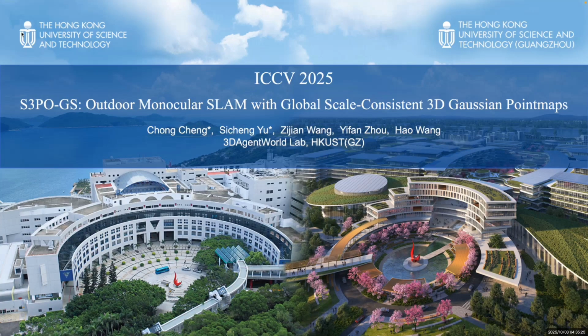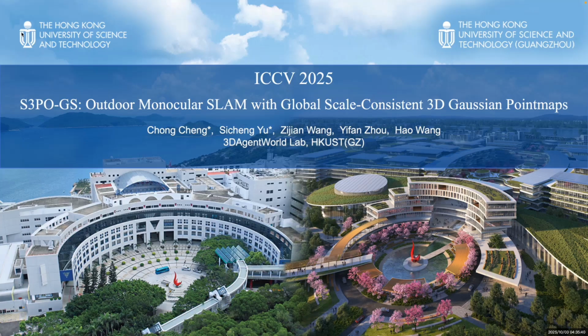Everyone. Today I will present our work called S3PO-GS, Outdoor Monocular SLAM with Global Scale Consistent 3D Gaussian Point Map. This work is from our 3D Agent World Lab at DZ, and it is accepted to ICCV 2025.